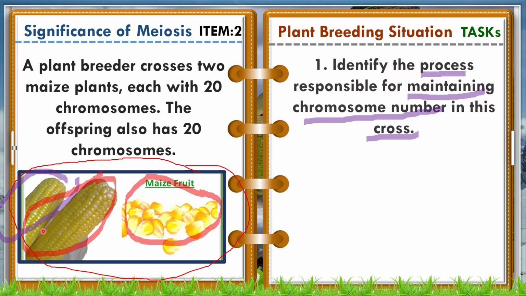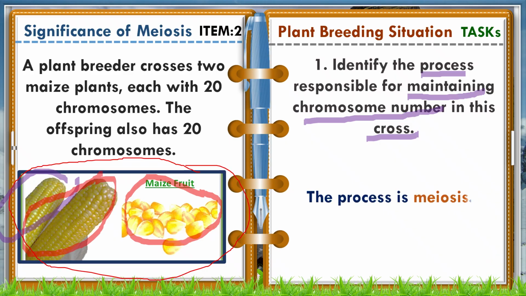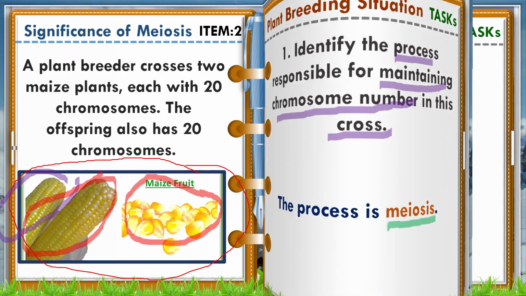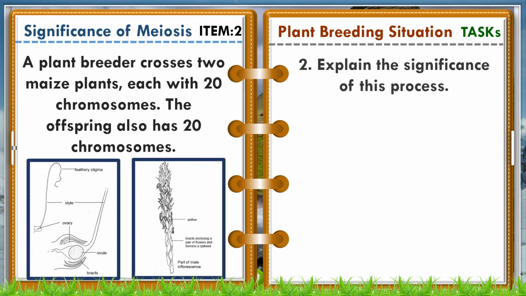So in layman's language, you would say 20 plus 20 will give us 40. But here they are saying that the offspring also remain with 20 chromosomes. So which process maintains the chromosome number in this cross? That process is meiosis. The process is meiosis. Explain the significance of this process.